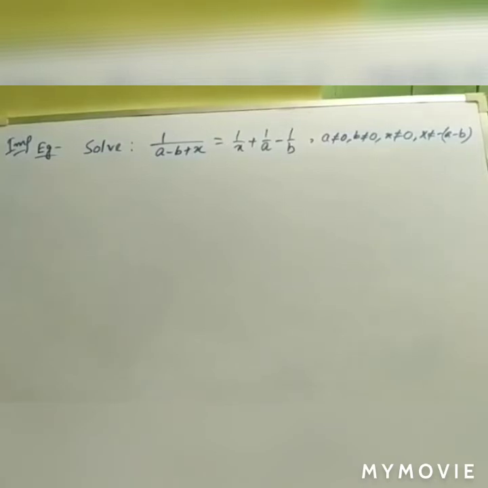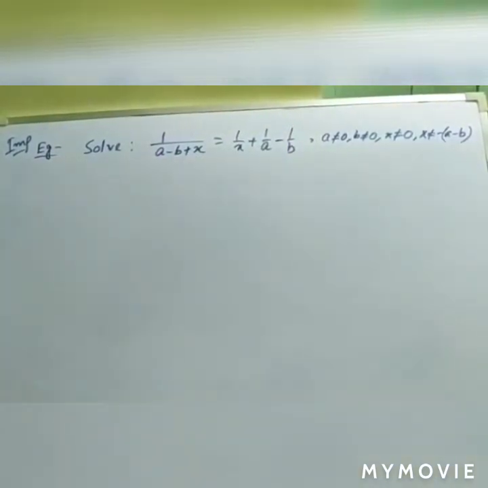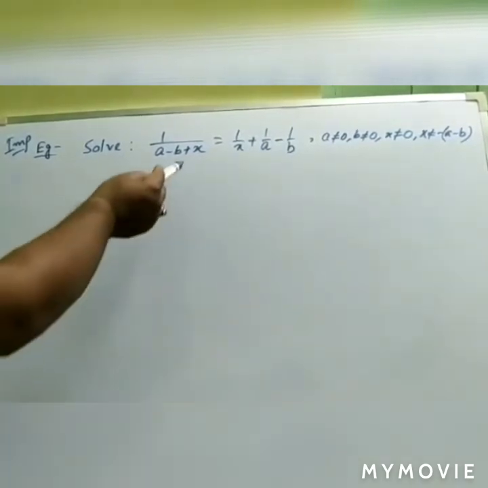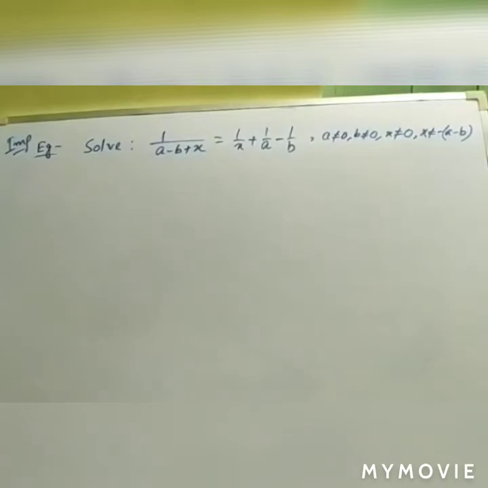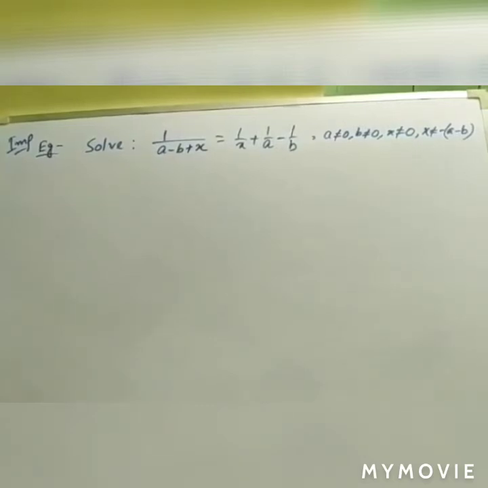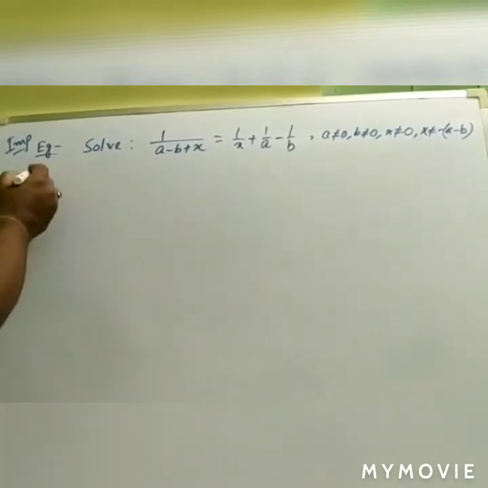By using a equals to b equals to x equals to 0, you can see these parts will become undefined. Also by using x equals to minus a minus b, this part will become undefined. So those are the conditions given only for the real value of the solution. Okay, so it will not be taken for the solution. So let us find the solution. Let's go for it.